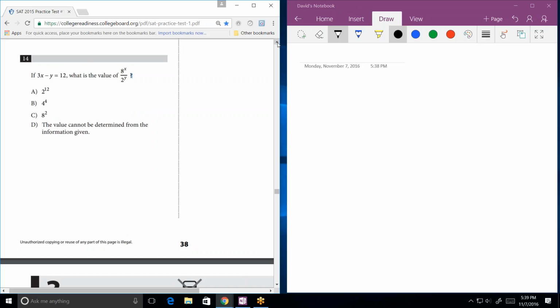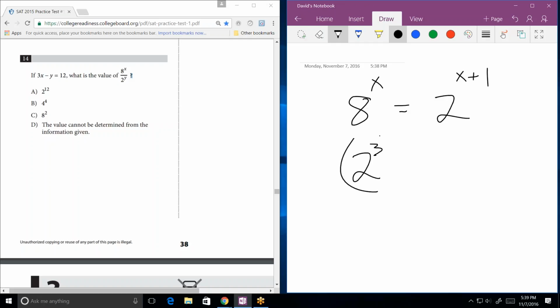Let me give you a theoretical problem. If I said 8 to the x was equal to 2 to the x plus 1, can you solve? It's an exponential equation, but it involves numbers that share a common base. So I would write 8 as 2 cubed. That's the way I would write 8. So it's 2 cubed to the x equals 2 to the x plus 1.